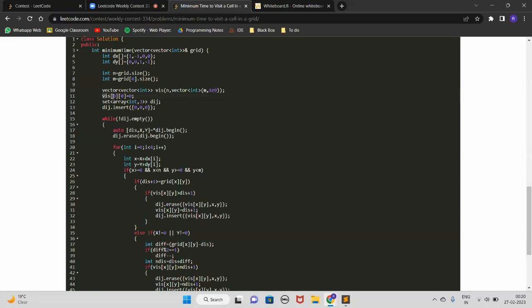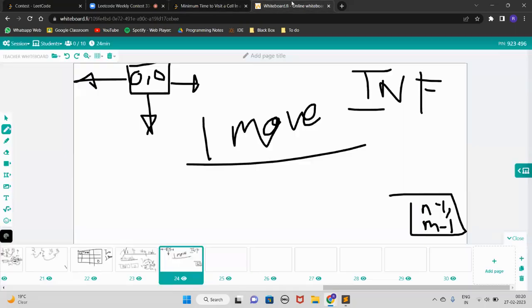Okay, then at 0 comma 0, or the starting position, we will be putting the value 0. Then for implementing Dijkstra's, I use a set. You can also use a priority queue, that will also work. And in my set, what I do is I'm passing three different things.